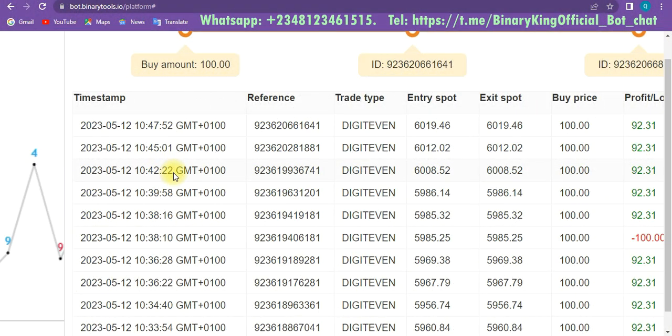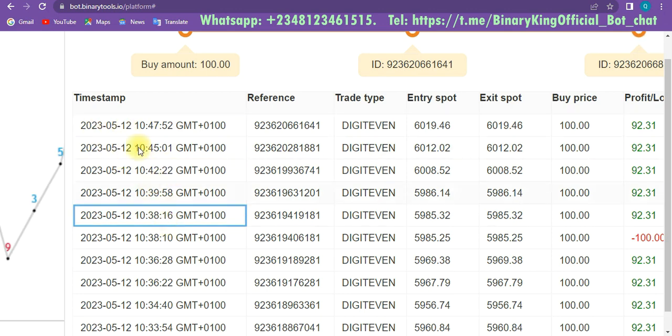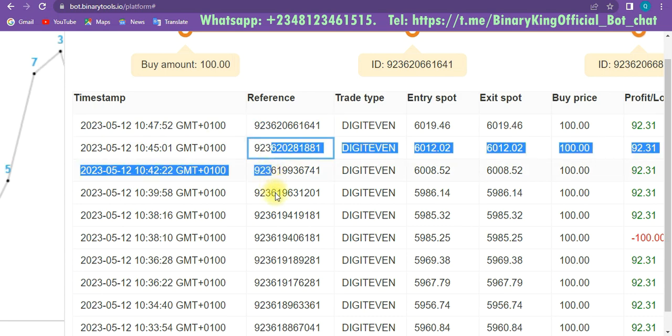You can also see here, this is a recent trade. You can look at the timestamp on this trade. This is a recent trade. This is a trade reference. This is a real account. This is a real trade on a real account.